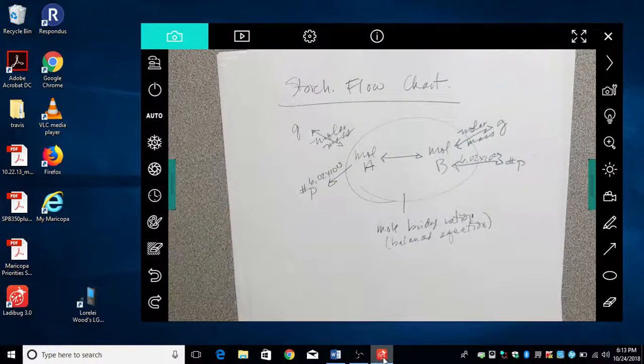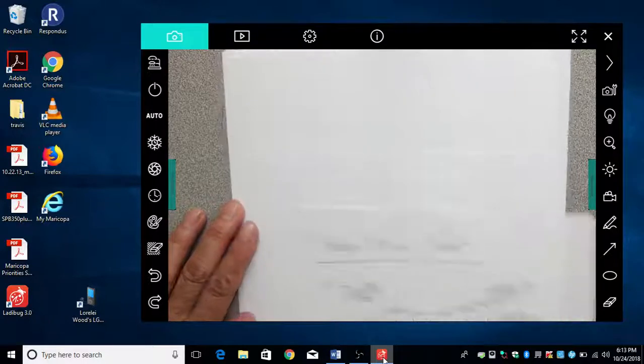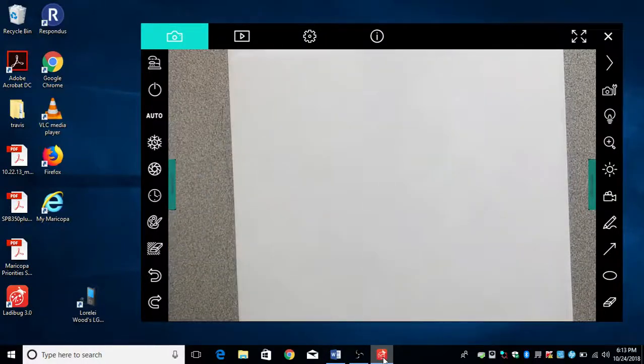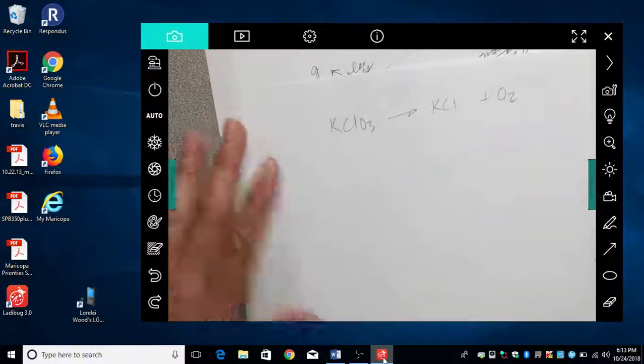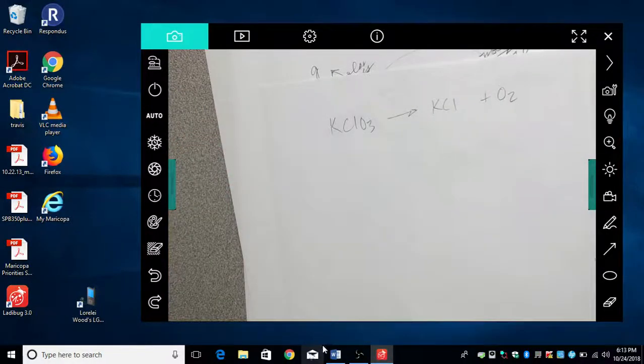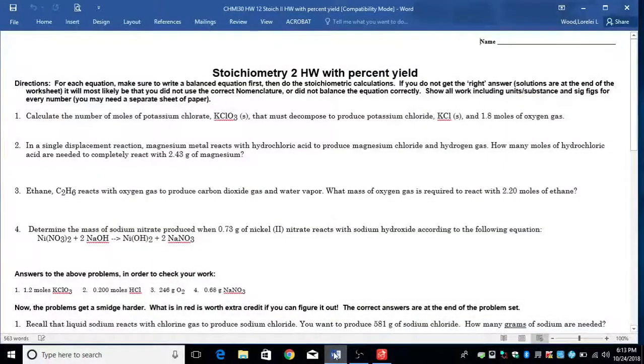Now let's start looking at some of the problems from that homework assignment. I believe it's homework 12. I'm going to do the first 4 problems for you to get you started. All right, so if we look at homework 12, let's go look at the problem again real quick. Problem says, calculate the number of moles of potassium chlorate that must decompose to produce potassium chloride and 1.8 moles of oxygen gas.